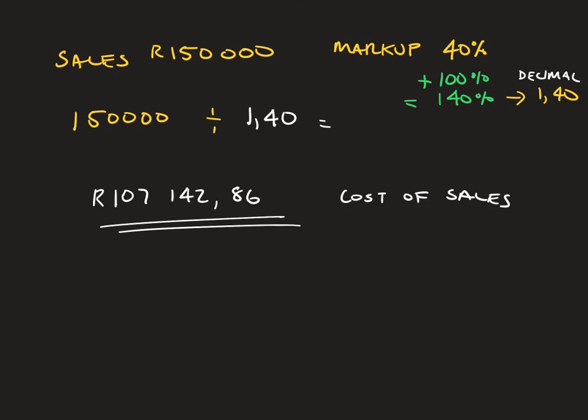So working backwards, this story makes a lot of sense. The business would have purchased the goods, the clothing, for 107,142 rand and 86 cents, and then marked it up or increased the price by 40%, and then sold it, not for 107,000 rand, but for 150,000 rand in order to make some profit. This will take some time to work through, but as long as you can learn how to get the 100% plus the markup converted to a decimal, you should be good to go. Good luck!